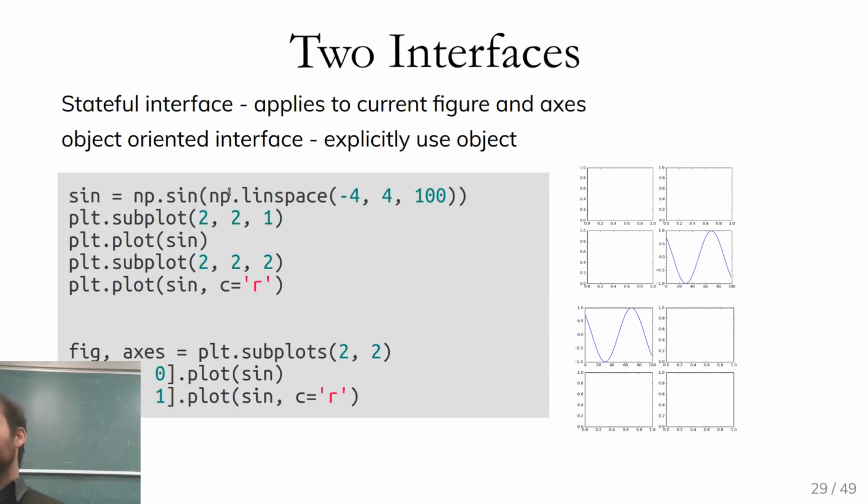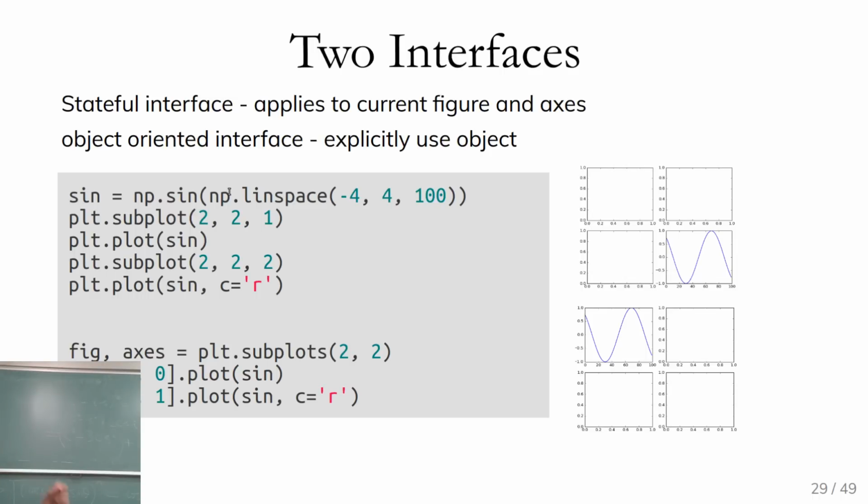And so plt.plot of syn would plot in the first thing in this 2x2 grid. Then I create the second one, and I plot into the second one. So here you have the stateful interface where you keep track of what is the current subplot.